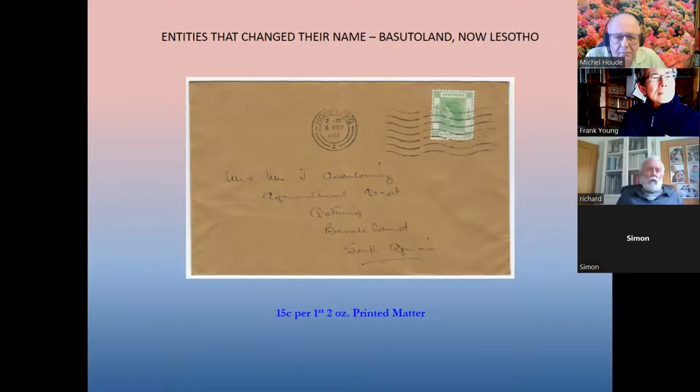Printed matter, another one, 15 cent of the Elizabethan Wilding era, 1961. It says Basutoland, South Africa. So when I bought this, it's not that expensive a cover, even with the destination of Basutoland, but it was listed as Hong Kong to South Africa. So again, it really pays to look at the covers that you're buying.